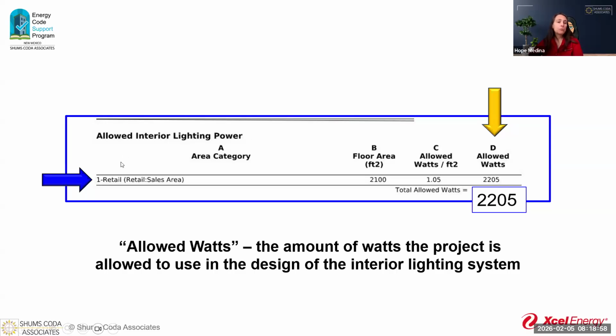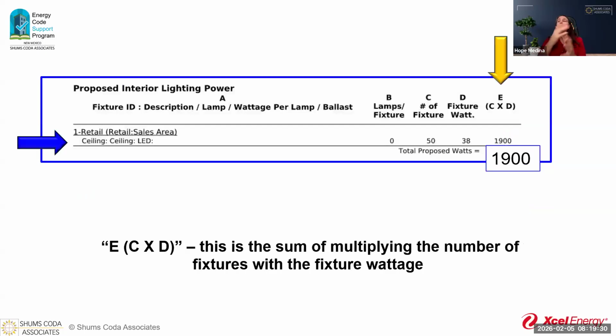In this one, they're saying it's a retail area. It has 2,100 square feet. They are allowed 1.05 watts. So when you multiply that together, you get 2205. So 2205 is the amount of watts that you are permitted to utilize when you're designing your project. So me as a plans examiner, I look at that report, I instantly come here and it says 2205. Okay, great. Now I look to see what you are proposing your lighting plan is going to be, right?